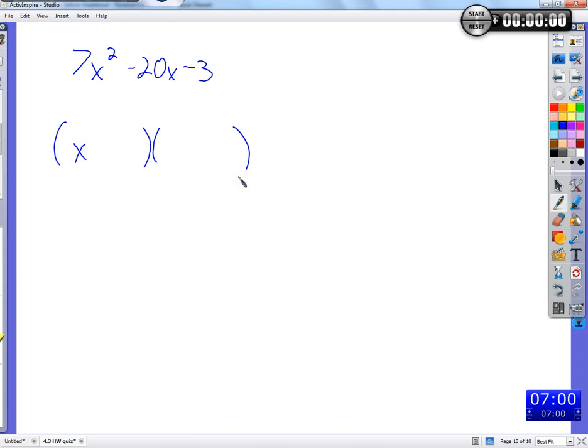So we need factors of 7? 7 and 1. Those are our only choices, right? You need a plus and a minus because you need to multiply to make a negative. Wait a minute, though. How do you multiply to get 3? Just 1 and 3. Yeah, you gotta do it. So 1 and 3 multiplied by 7 would be negative 1. Okay, hold on.